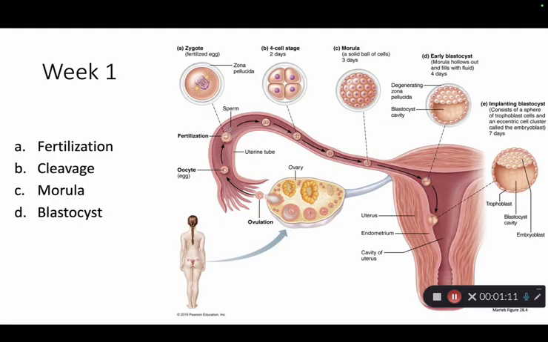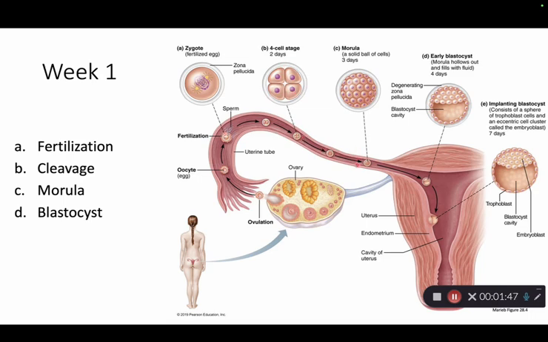During week 1 of development, it includes fertilization, cleavage, and then the formation of a morula and a blastocyst. So we can see we start with our oocyte here. In the uterine tube, we can see this is the point where we've undergone fertilization. The sperm met the egg, so we have a fertilized egg, which is a zygote. We then see as we travel down the uterine tube, we are going to have replication, or division, I should say, and that's going to lead to our 4-cell stage after about 2 days post-fertilization.